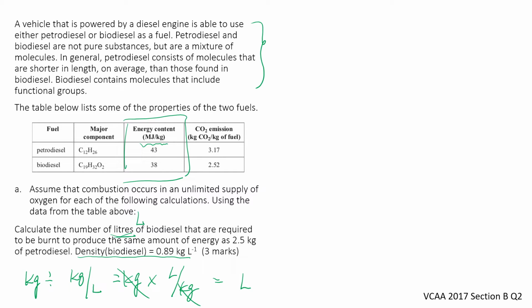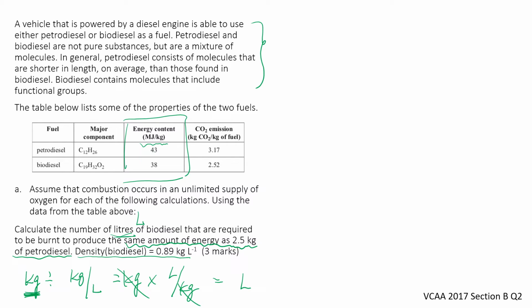So we know that in order to obtain the liters of biodiesel, we need to get the mass of biodiesel that is required. But the mass of biodiesel is tied to the amount of energy that is required to produce, right? So what is the energy that needs to be produced? It's the same amount of energy as 2.5 kilograms of petrodiesel.